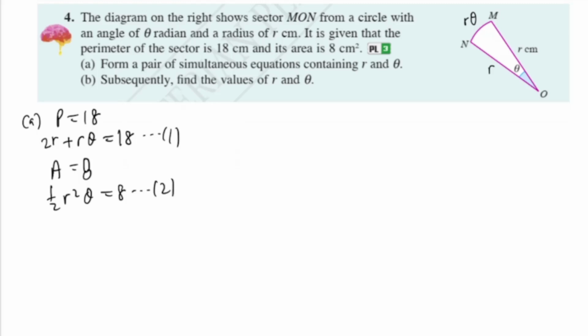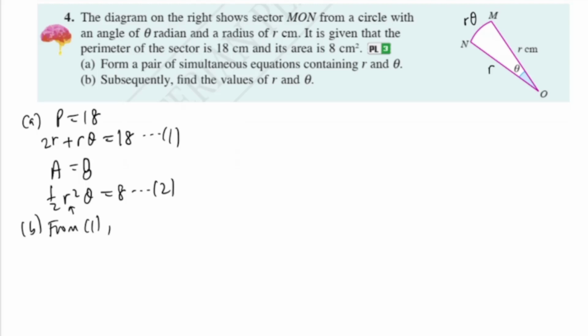Now the next one, we want to solve this simultaneous equation. Ideally we need to make one of them the subject, because this is non-linear. Non-linear, we would usually solve it using substitution rather than elimination. So I'm going to start from equation 1. I think it's better to make theta the subject, because if I make r the subject, notice I have to square it.